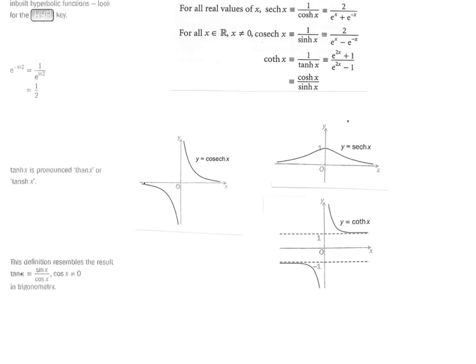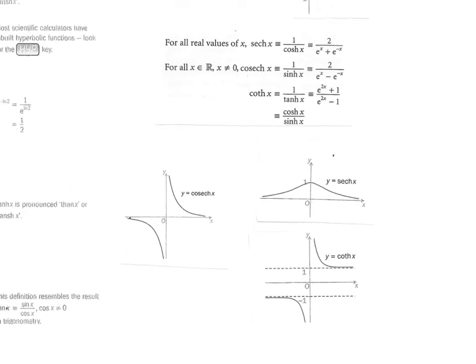Same for cosech x, that's 1 over sinh x. Cosech x would be 1 over sinh x, so we just flip that upside down. And coth x is 1 over tanh x, and again, we can just reverse the numerator and denominator. In terms of their graphs, you can see that the graph of sinh x goes through 0.